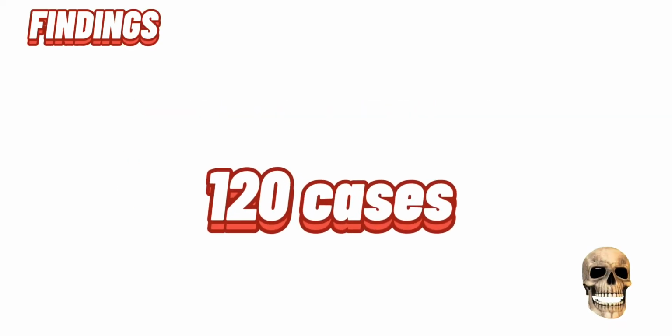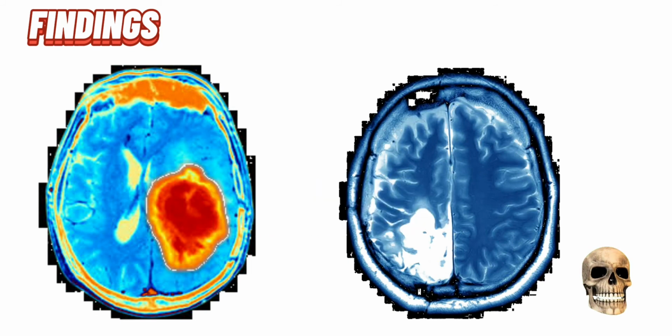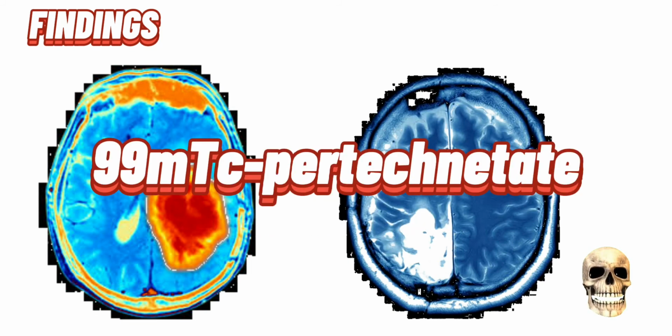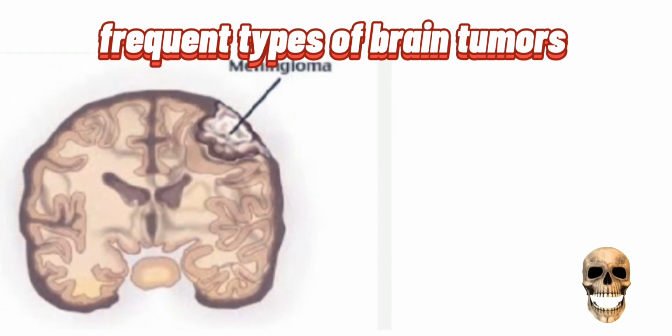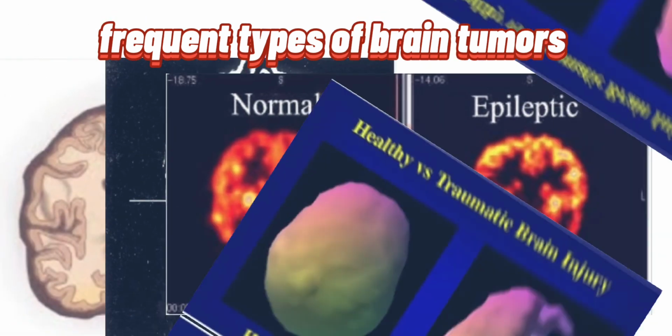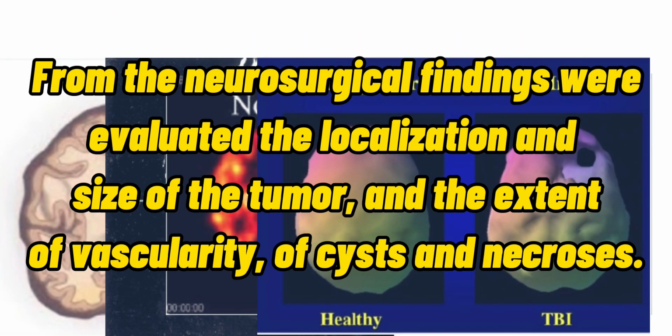In 120 cases of operated brain tumors, the neurosurgical findings are compared with the result of brain scintigraphy with 99mTc pertechnetate. The study comprises only the frequent types of brain tumors such as meningioma, dementia, epilepsy, and traumatic brain injury. From the neurosurgical findings were evaluated the localization and size of the tumor, the extent of vascularity, of cysts, and necrosis. And that's all.